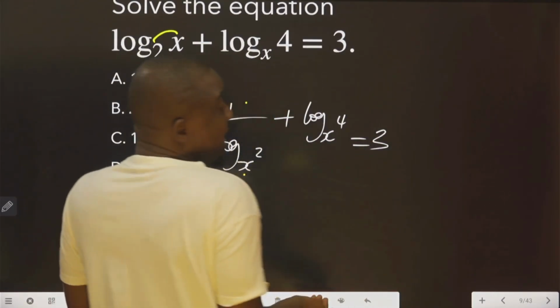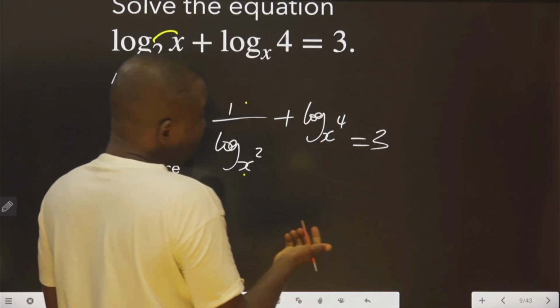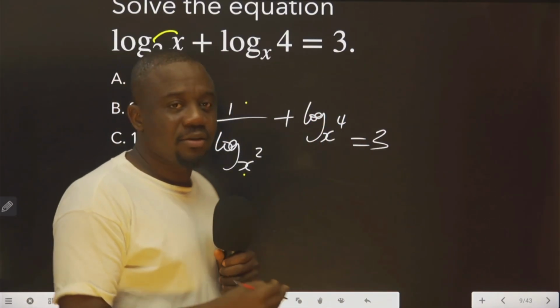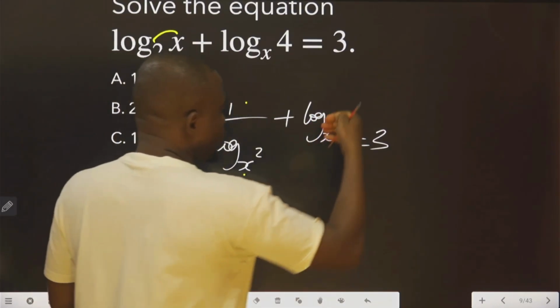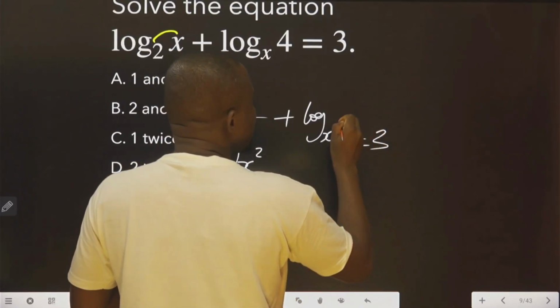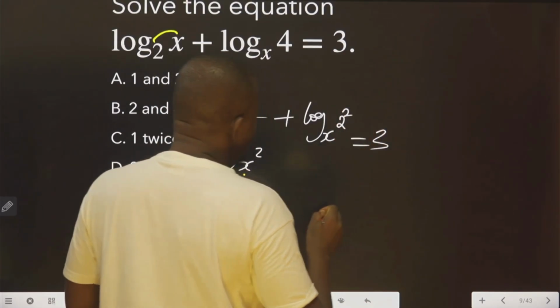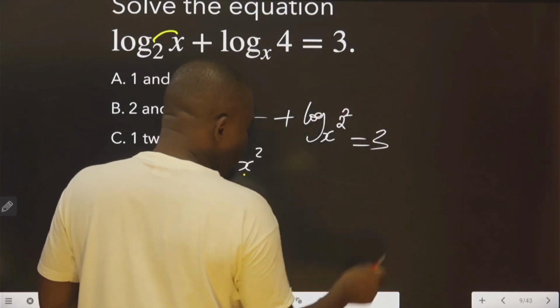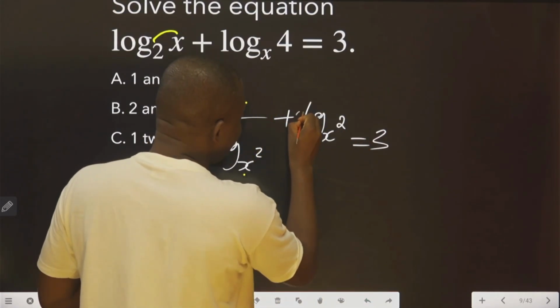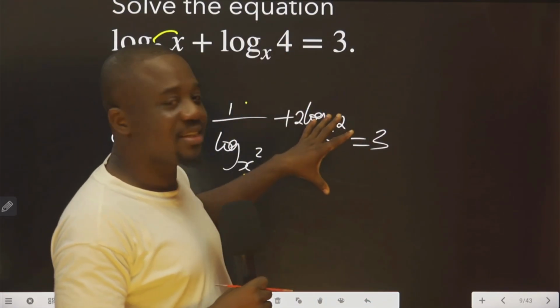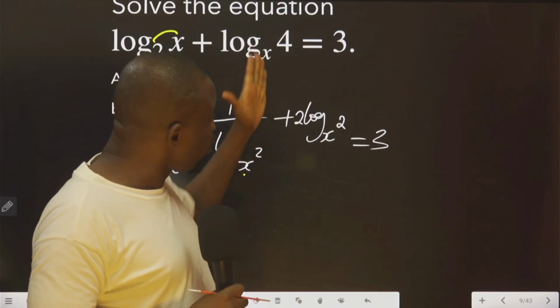equals to 3. Okay? Now that we have this, you will agree with me that 4 is 2 raised to the power 2. So I can remove this to say 2 raised to the power 2. Okay? So I can also remove this 2 and put it at the back here. I don't want to write it like this straight. The reason why I was breaking it down is for you to know how I got here.